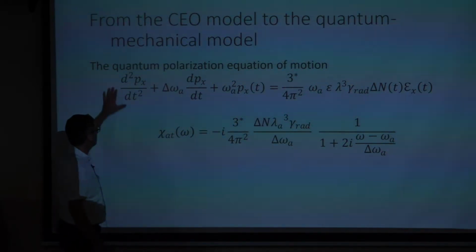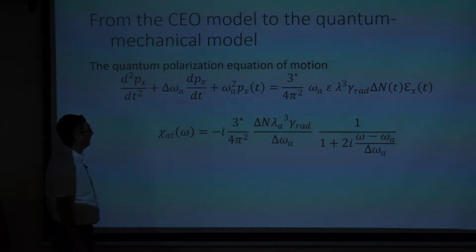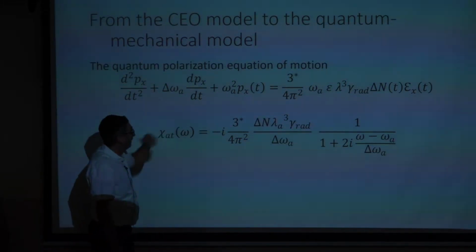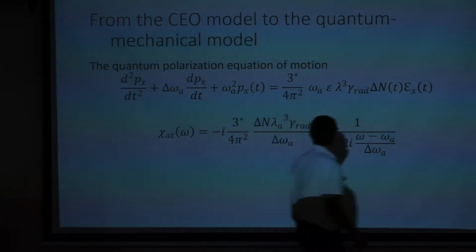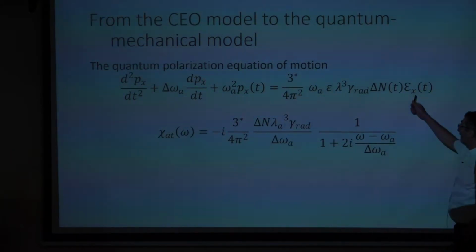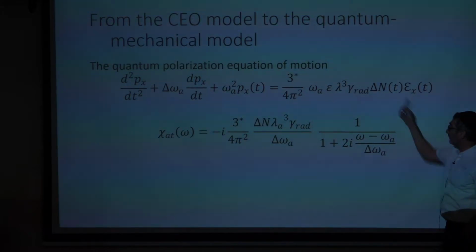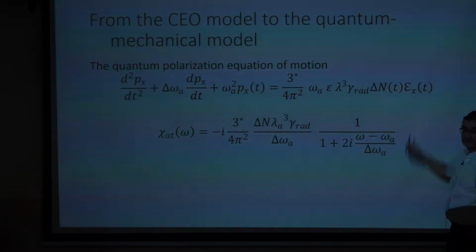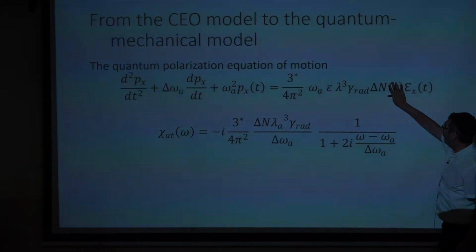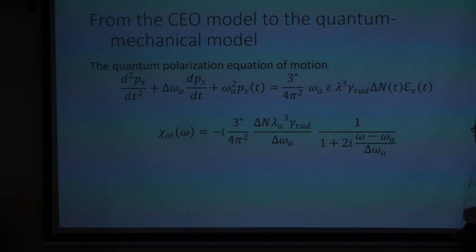And you end up with this equation for the polarization. This is the complete equation. It has this homogeneous part, which corresponds to the oscillator, and this part here, which depends on the external field and the population inversion inside the system. Both of them are time-dependent functions. If the population evolves slowly, you can forget about the time dependence of delta n. This is called the rate equation approximation.